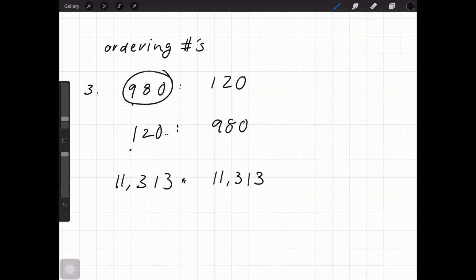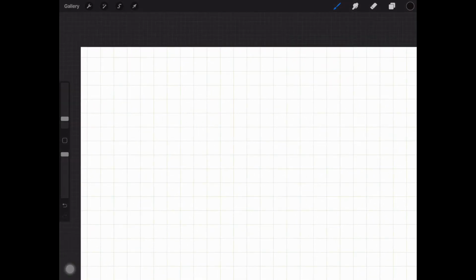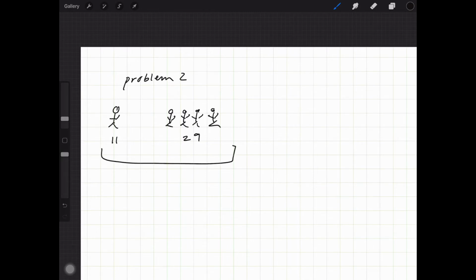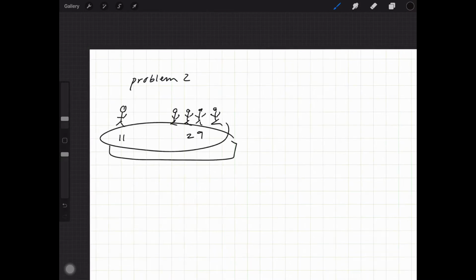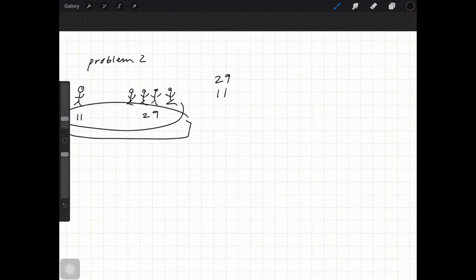Going on to problem solving, we are going to do problem 2. I think problem 2 is good to start off. Sarah and 4 friends bought apples at the store. Sarah bought 11 apples. The 4 friends bought 29 apples together. How many apples did they have total? So this is Sarah, right? And then these are her 4 friends. Sarah bought 11, and her 4 friends bought 29. They're asking you what they bought in total. So all together, obviously you'd add, so 29 plus 11.